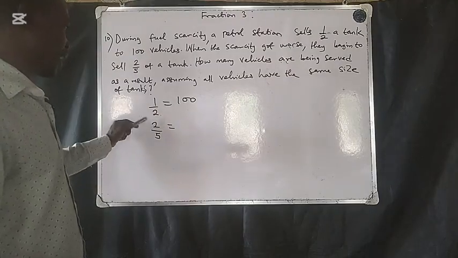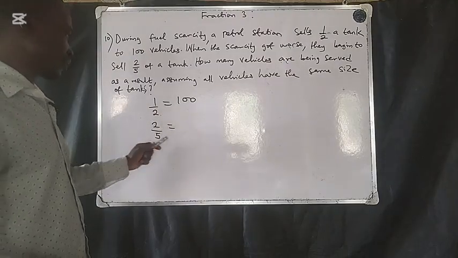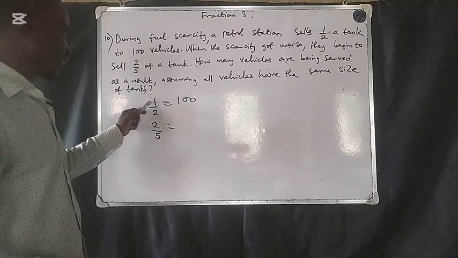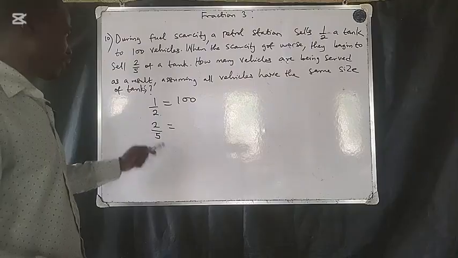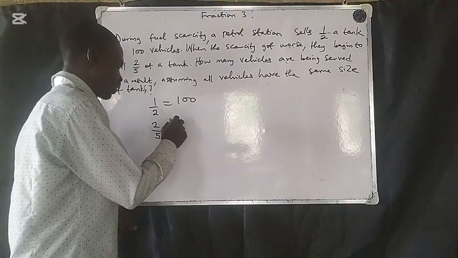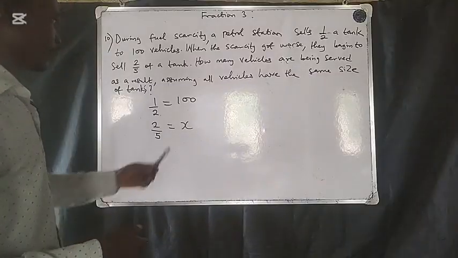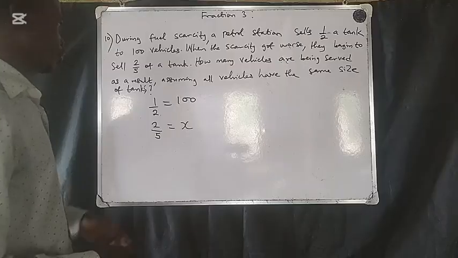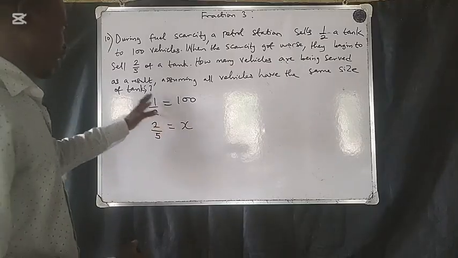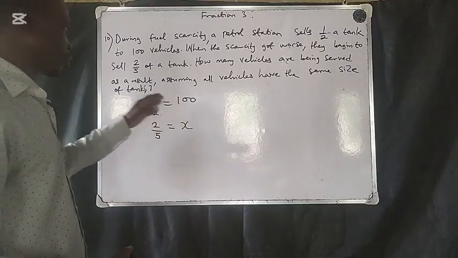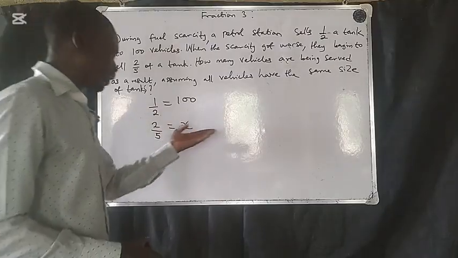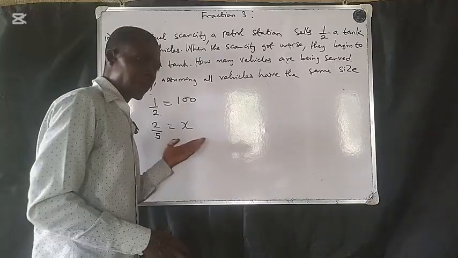So they're now asking us, how many vehicles did they sell when they reduced from selling half of a tank to 2/5 of a tank? How many vehicles did they supply at this rate? We don't know. That's why we're going to call it X. So this is a proportion. Half equals to 100, 2/5 equals to X vehicles, because we don't know the number of the vehicles.